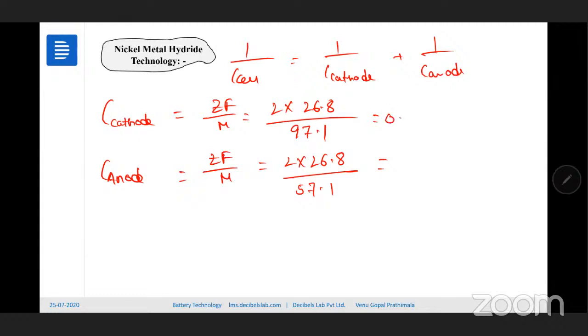So for the cathode, 2 into 26.8 divided by 97.1 is 0.552 amp hour per gram, which is nothing but 552 amp hour per kg. And similarly, for anode, it is 2 into 26.8 divided by 57.1, which is 0.938 amp hour per gram, which is equivalent to 938 amp hour per kg.